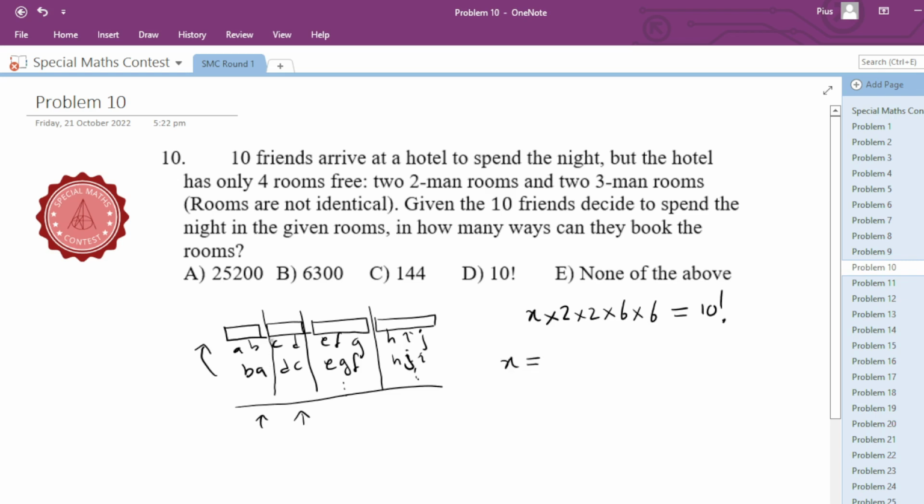Or we could just see this as permutation with repetitions, and that's also fine. Either way we get this.